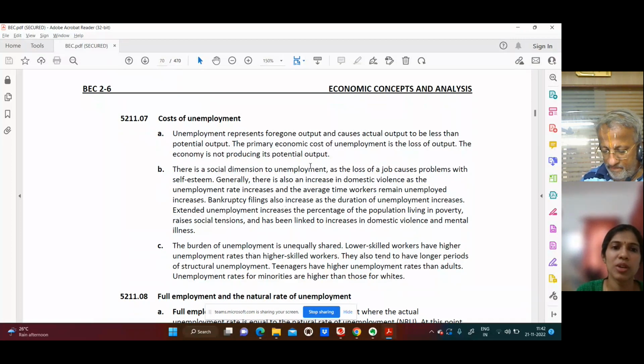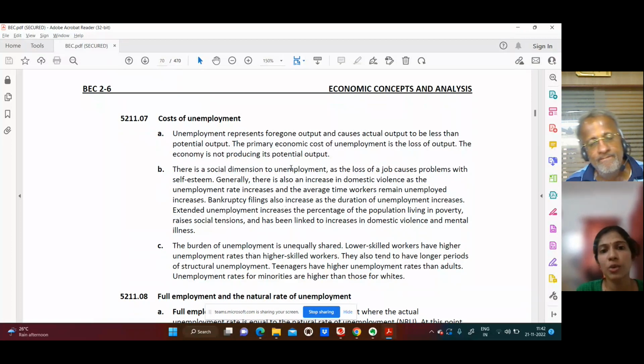So these are some of the other elements of unemployment, or causes of unemployment, or consequences of unemployment, whatever you call it. But broadly, they're all connected with unemployment, right? We'll stop here.